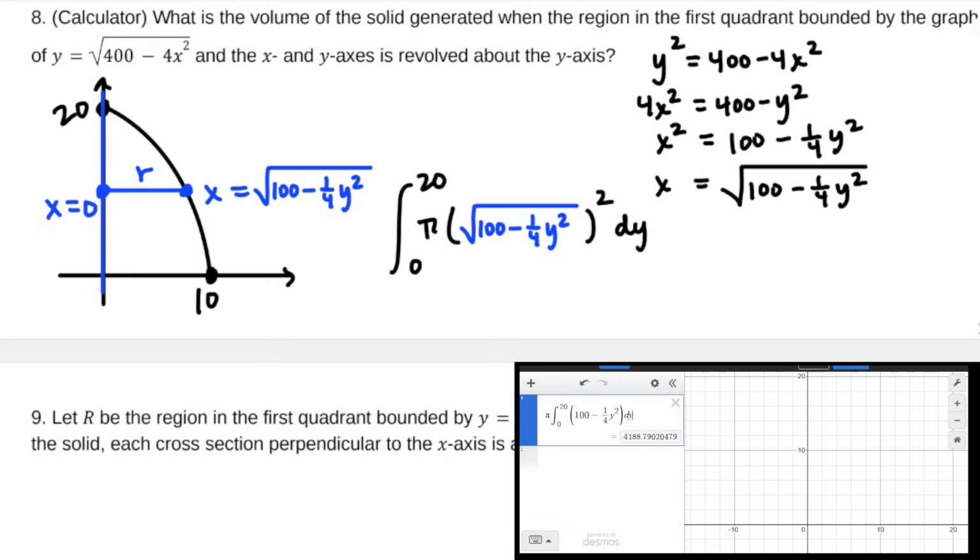Okay, it seems pretty reasonable. I mean, 20 and 10, that's going to be pretty big. Think about that. All right, yes, I compared that to a similar cone, and it was in the same area. So I've got 4188.790.